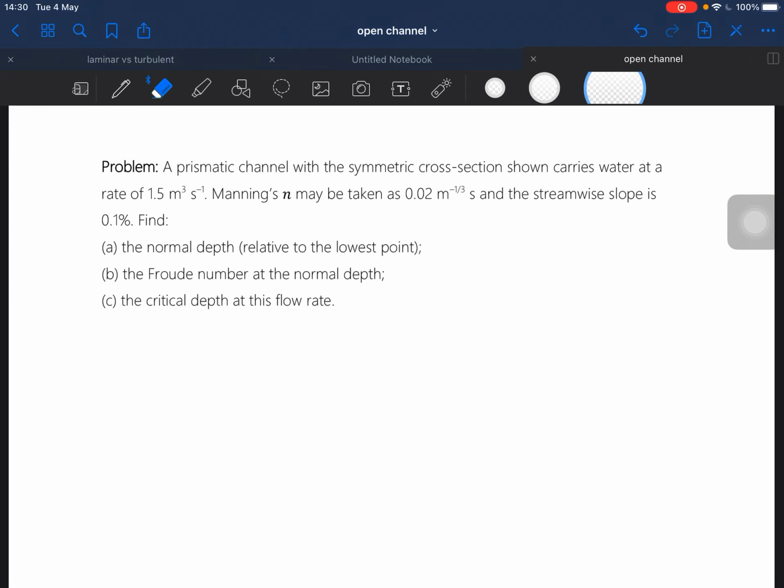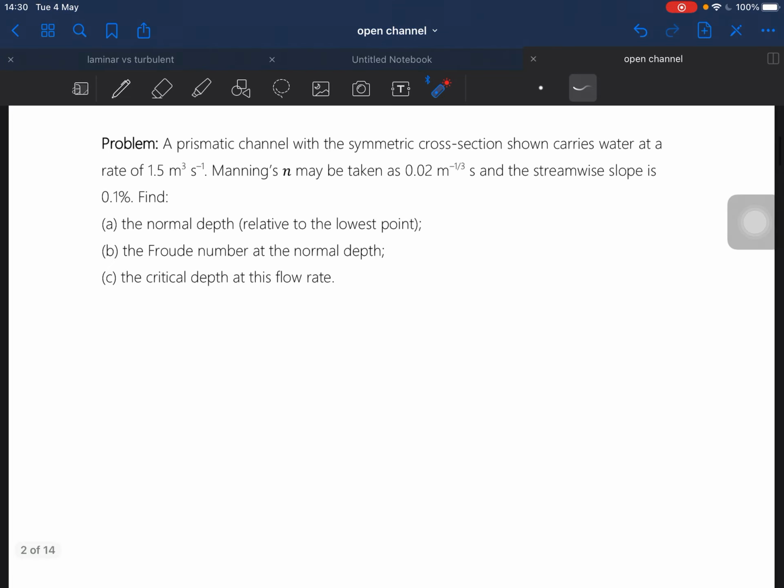I'm going to talk about open channel flow again. Yes, there are still six more problems from the previous chapter that I haven't finished yet, but I think it is more important to finish open channel flow because it's easier and simpler than the previous chapter.